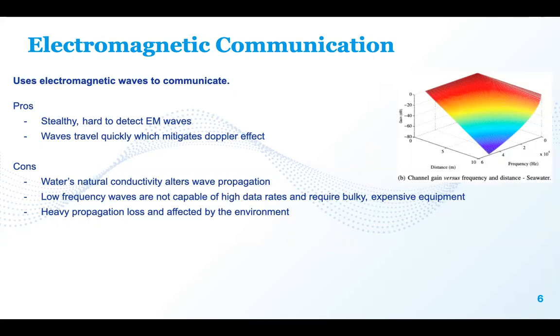And the cons are the water is naturally conductive, and since there are electric fields in the EM wave, it will alter some of the wave propagation. And we can bypass this by using low frequency waves, but those are not very capable of high data rates and often require bulky, expensive equipment. And this sort of communication also incurs heavy propagation loss because of the environment.